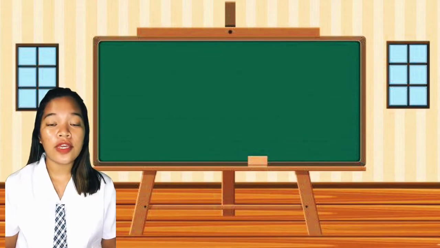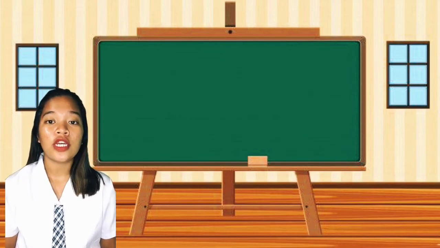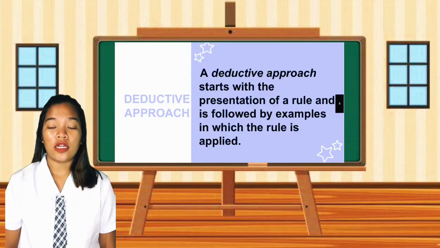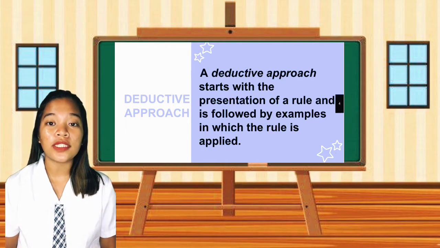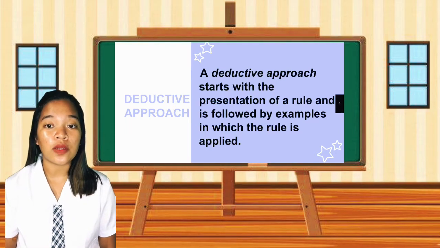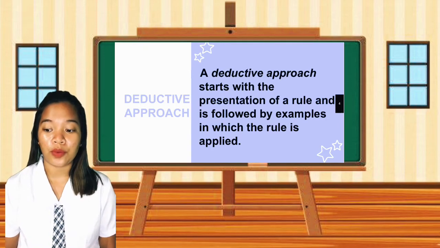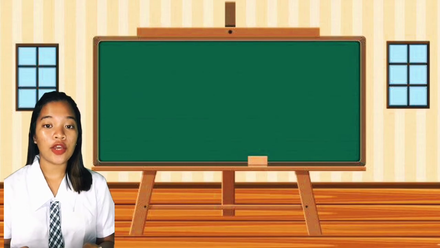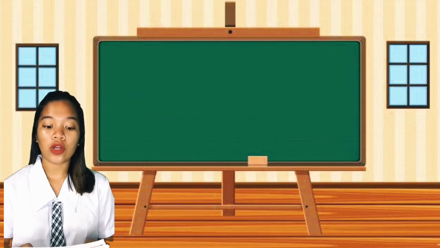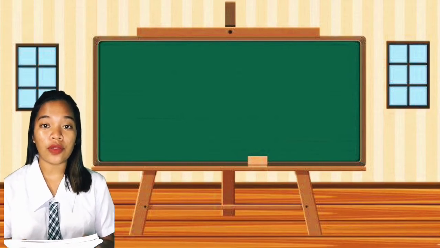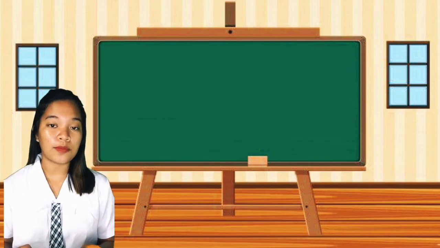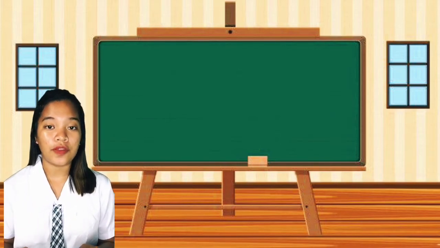First of all, these are the two important words to be defined. What is a deductive approach? A deductive approach starts with the presentation of a rule and is followed by examples in which the rule is applied. For example, on arriving in a country you have never been to before, you are told that as a rule, people rub noses when greeting one another, and so you do exactly that. That is the example of deductive learning.